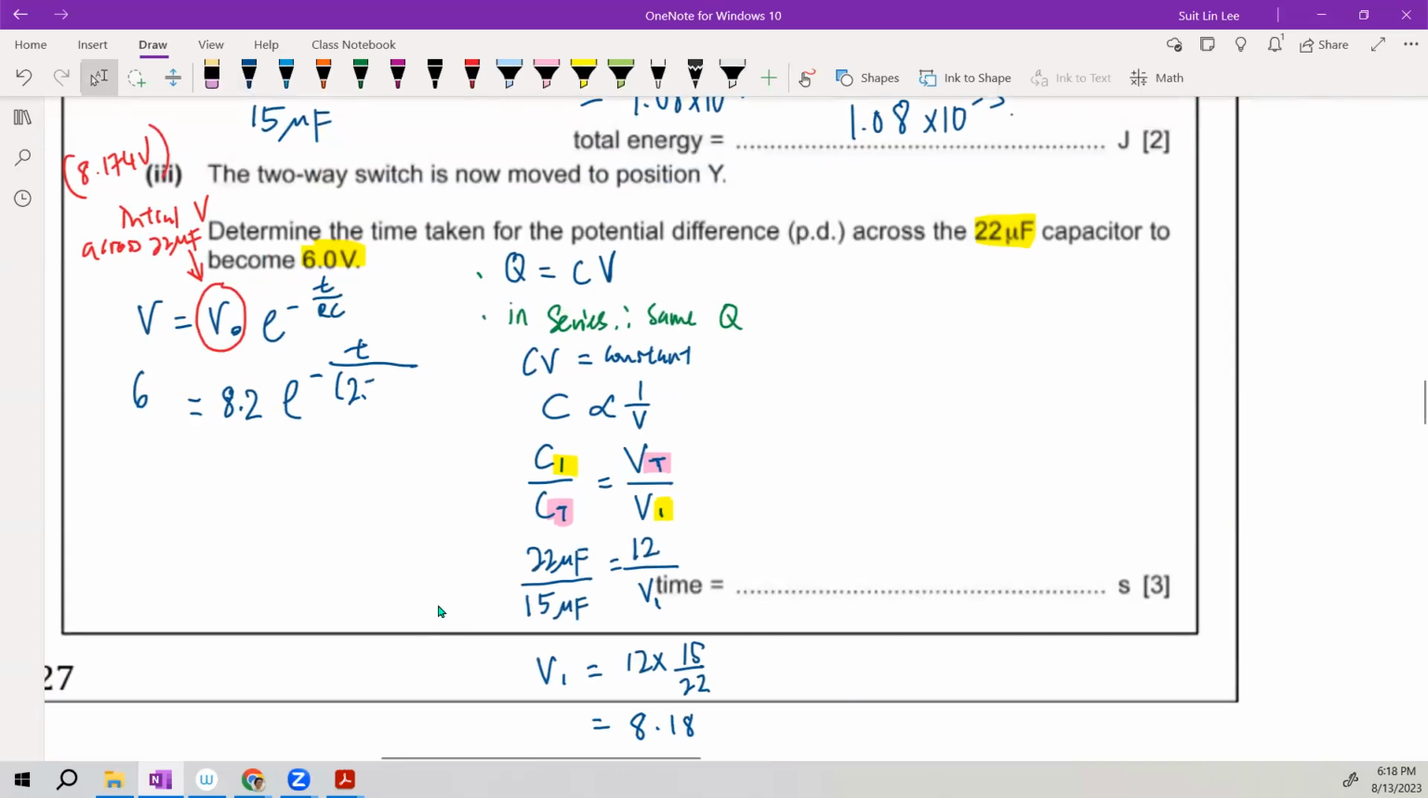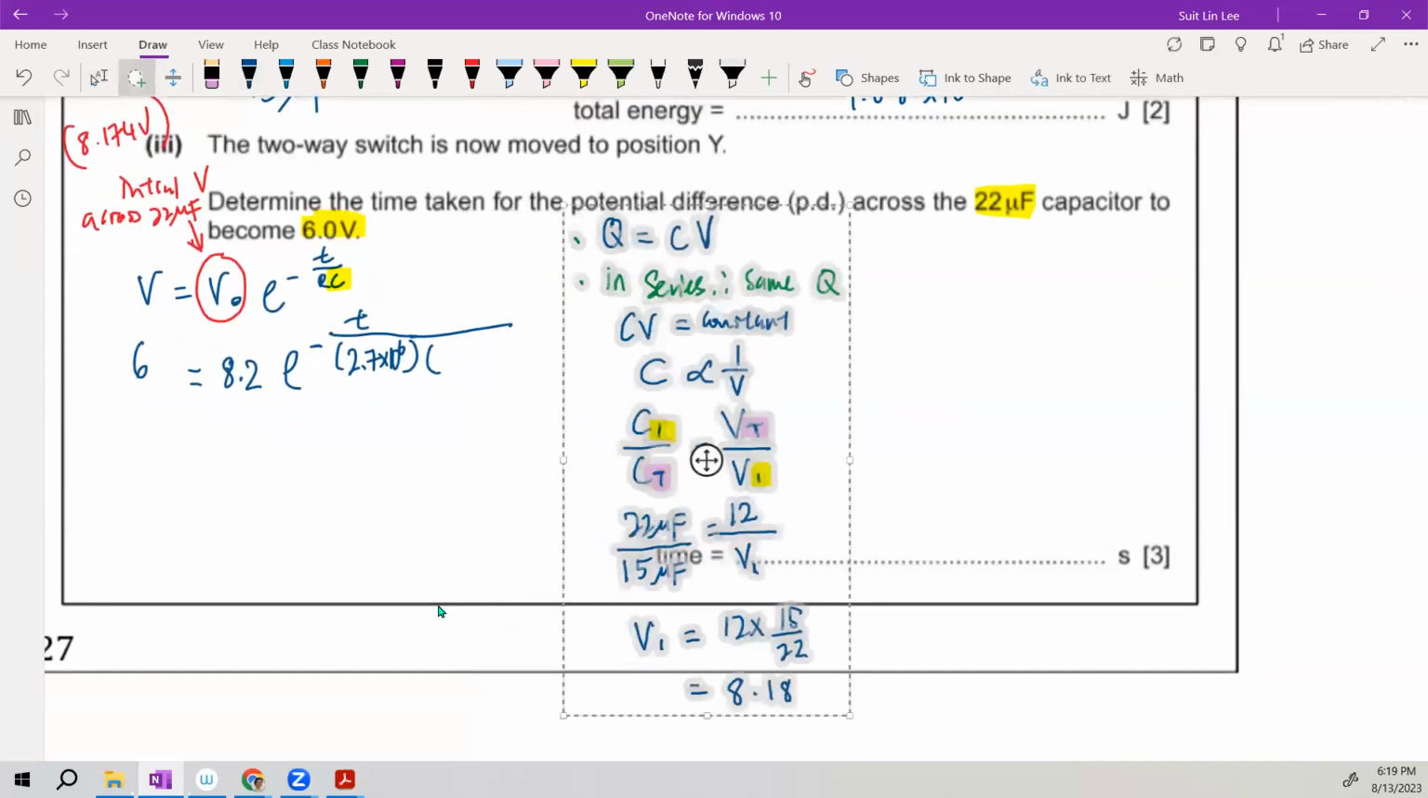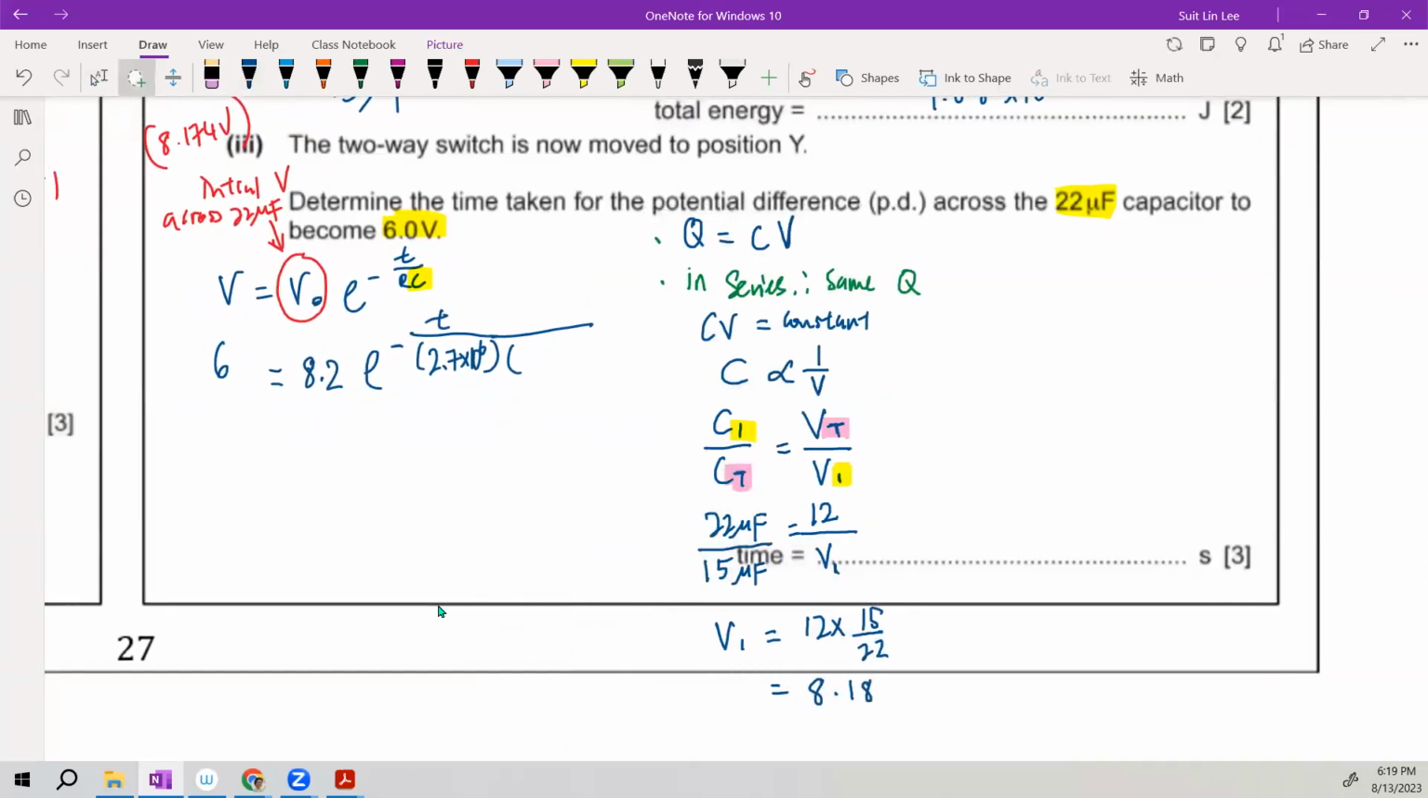So 2.7 times 10 to the power of 6. Okay. And then the second thing that you need to think about is this value of C. Do I take 22? What do you think? Do I take 22? Kind of makes sense to take 22, right? Because we are looking at the discharging of the 22 microfarad capacitor. Feels like it makes sense to take 22.